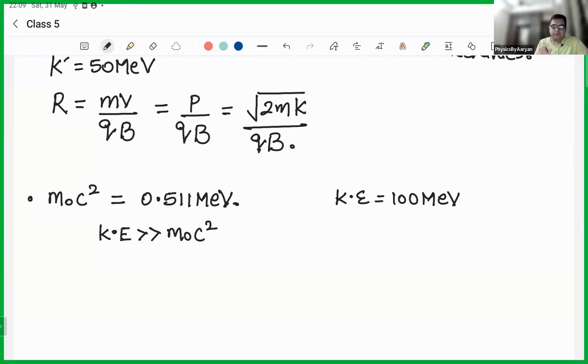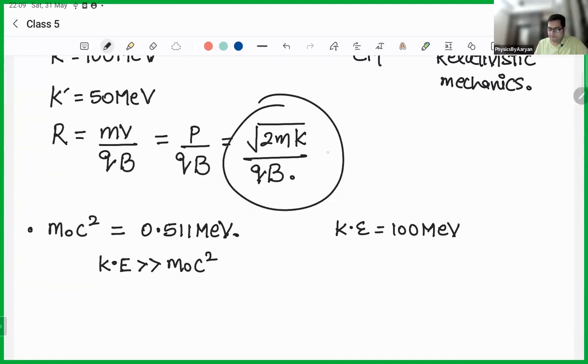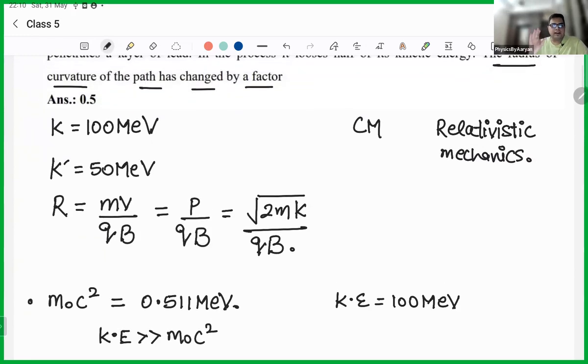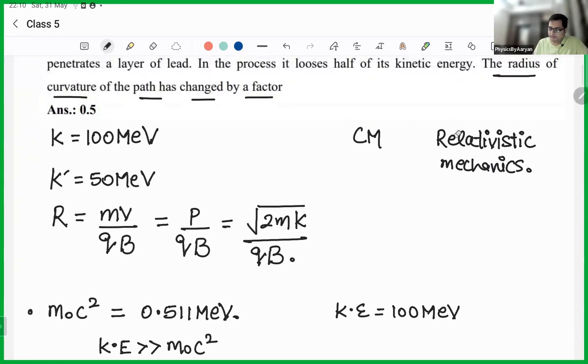So what will change in this equation? Why will this equation not give me the correct answer? Let's try classical mechanics first. If we use classical mechanics, then radius is directly proportional to under root of kinetic energy, because in classical mechanics mass will not change, charge will not change, magnetic field will not change. So if the kinetic energy has become half, then the radius will become 1 by root 2.